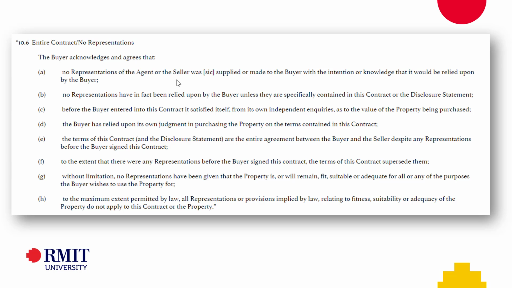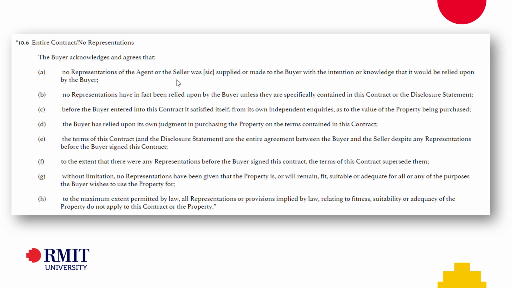Before we entered into the contract, the buyer satisfied itself from independent inquiries as to the value of the property. The buyer has relied on his own judgment in purchasing the property on the terms contained in this contract. So in other words, hasn't relied on anything the agent has said. The terms of the contract and a disclosure document, separate statement, are the entire agreement between the buyer and the seller, even if other things were said in the lead up to them being signed. To the extent that, in fact, anything above isn't true and some representation was in fact made, then the terms in this contract supersede them.